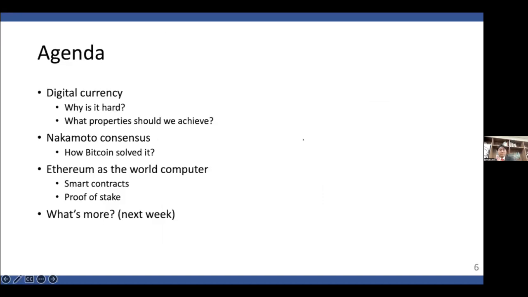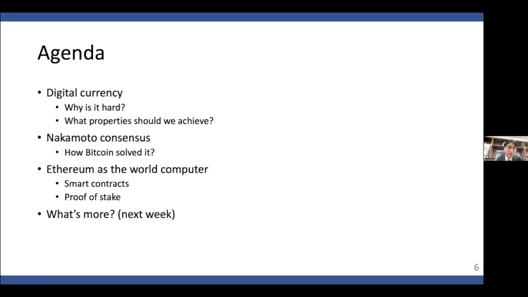So enough of the justification. I kind of have to justify myself: why am I teaching this? So this is the agenda. First, we're gonna start with a very simple example, like digital currency.